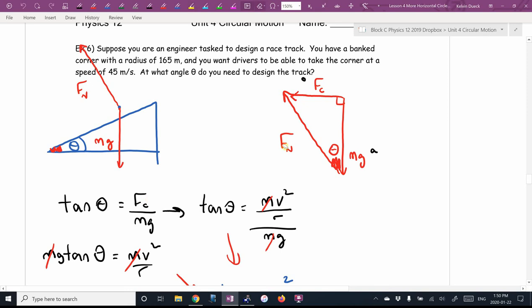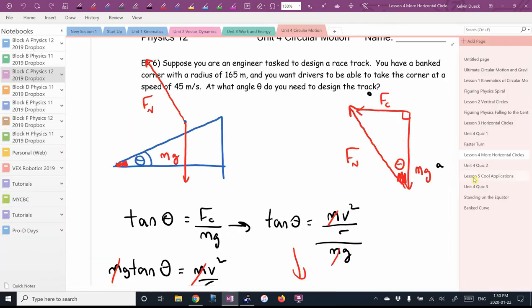And didn't we also have tan theta equals FC over MG pop out of this triangle in the same way? I didn't write equations for normal force and MG and FC and MG. I could have, I guess. But I'm going to argue that the banked curve and the conical pendulum, Dakota, it's the same free body diagram, really. Tension, FN, fine. But really, the physics is very, very similar.